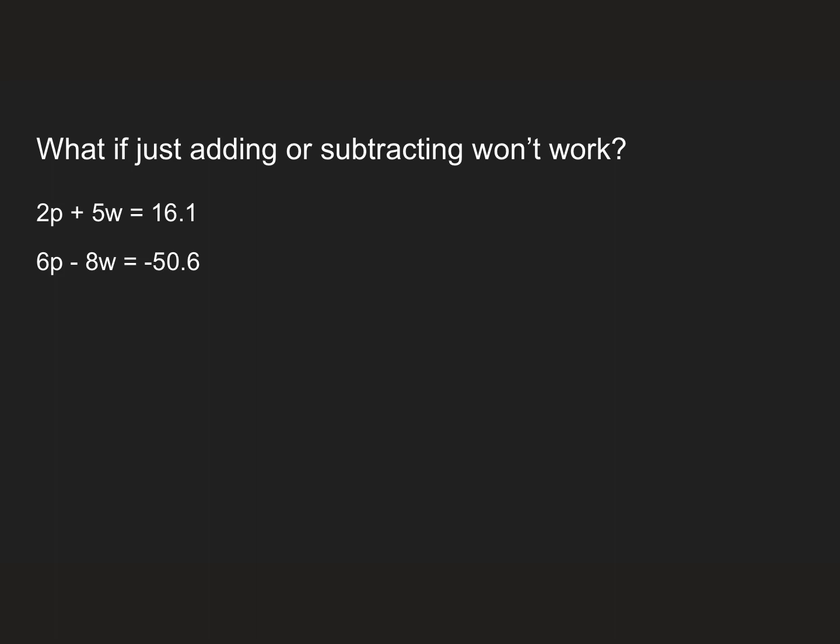I can take the entire equation, one of the equations, and multiply it. So I'm going to take this top equation, and I'm going to multiply it by 3. So when I do that, 3 times 2p is 6p. 3 times 5w is 15w.